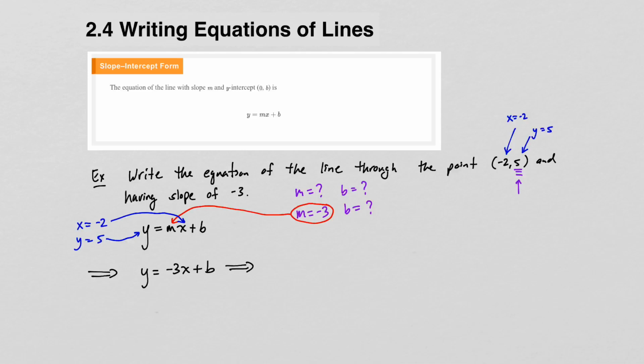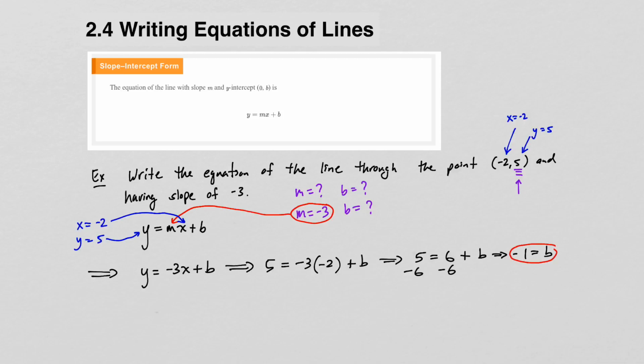So if I put in y equals 5, we get 5 equals -3 times x, but x we know is -2, and then plus b. And if we do the math here, we get 5 equals 6 plus b. And if we subtract 6 from both sides, we get -1 equals b. So we now know that b equals -1.